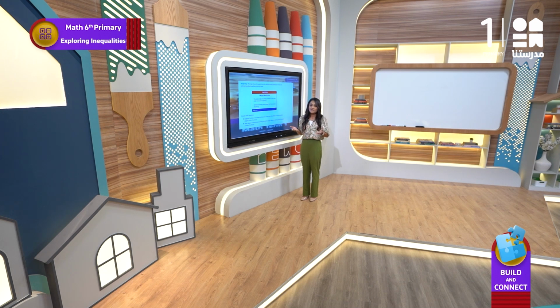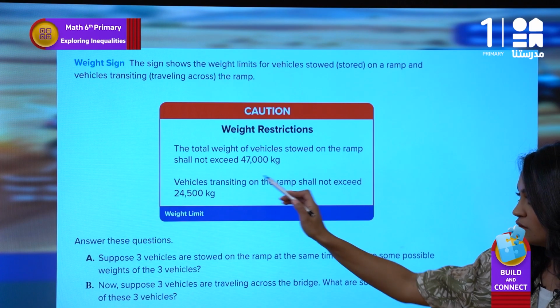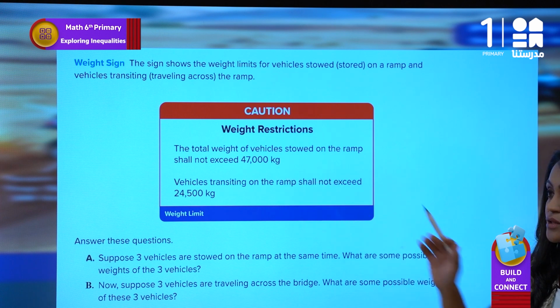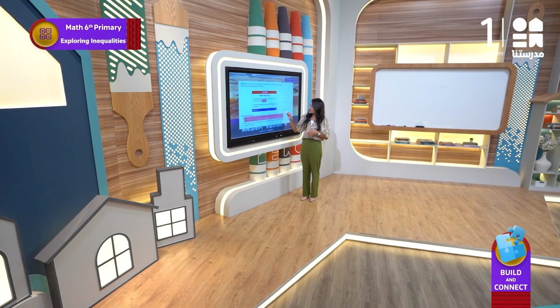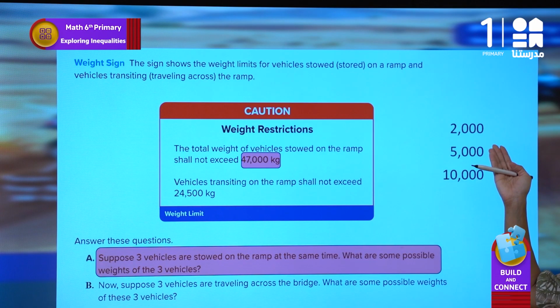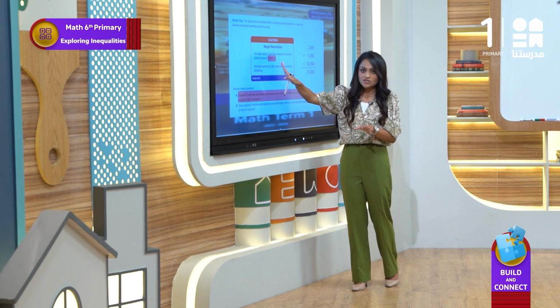It's very normal to have different answers when it comes to determining the weight of vehicles, right? It's important that the total weight doesn't exceed 47,000 kilograms, right? So whoever wrote 3 weights, like for example, in the first one, we can add 2,000 kilograms, 5,000 kilograms, and 10,000 kilograms. When we add them, it gets us 17,000, which is okay. It doesn't exceed the 47,000, right?